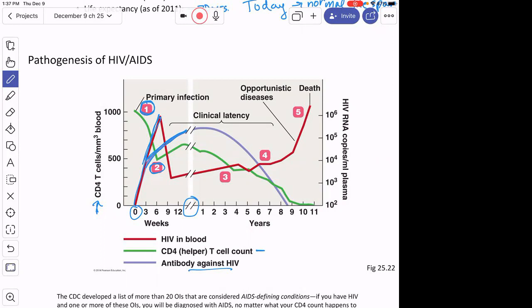But eventually, the virions will start replicating again. We get a slow uptick here in HIV virus titers. And at the same time, the CD4 count is getting lower. The body's less likely to be making antibodies there. And when the CD4 count is below 200 per cubic millimeter in the blood, then a person is considered to have AIDS, so acquired immunodeficiency syndrome.